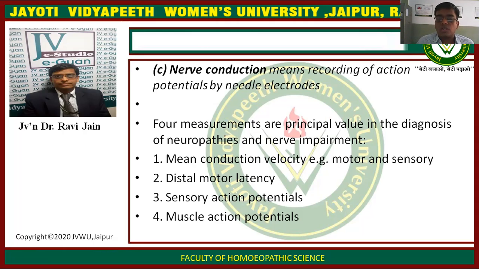So in nerve conduction, we record action potentials by needle electrodes, and four measurements are of principal value in the diagnosis of neuropathies and nerve impairment. Number one, mean conduction velocity, for example motor and sensory. Then there is distal motor latency. Third is sensory action potential, and the fourth one is muscle action potential.